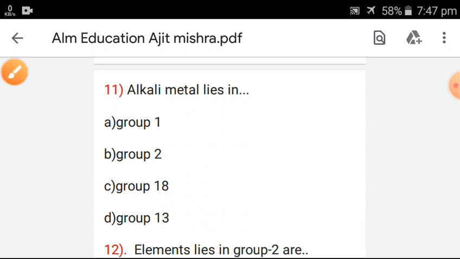Group 1 elements are called alkali metals. They form strong alkalis with water. Some examples of alkali metals that lie in group 1 are lithium, sodium, potassium, rubidium, etc.